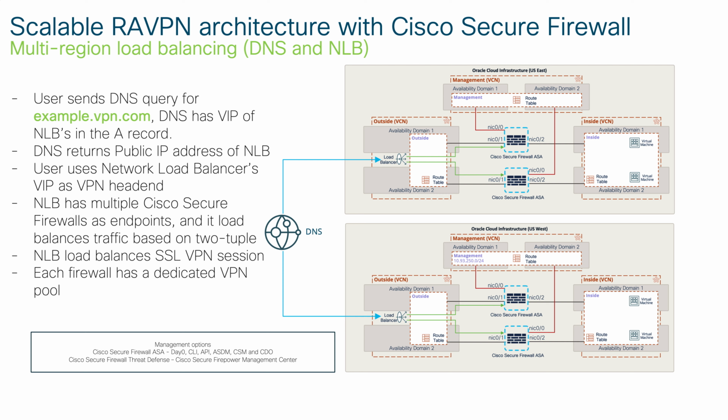And for management, there are multiple options available. I've already discussed it in the previous slide, but if you have ASA, the recommended mode of management is ASDM, unless you have a lot of firewalls and you want to use CDO or CSM. But if you're starting with 2 firewalls, you can use the on-box manager. If you are starting with next generation firewall or Firepower Threat Defense, you can manage it using Cisco Secure Firepower Management Center or FMC. So in this video, I have discussed scalable RAVPN architecture in Oracle using Cisco Secure Firewalls.